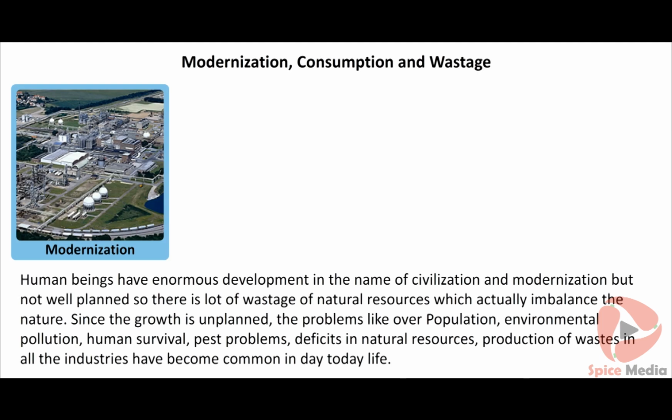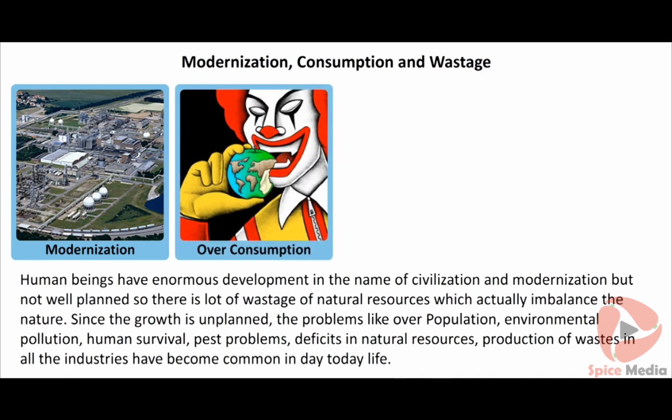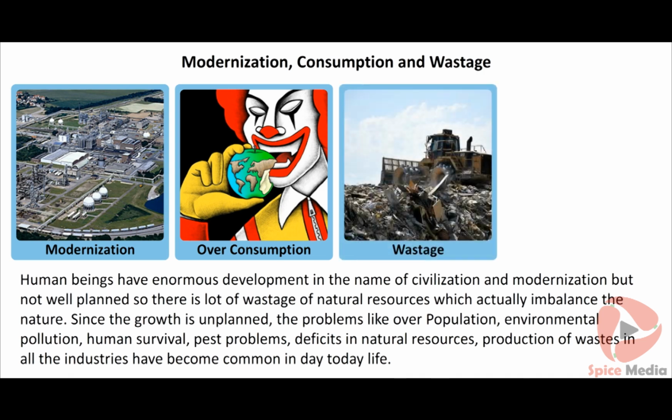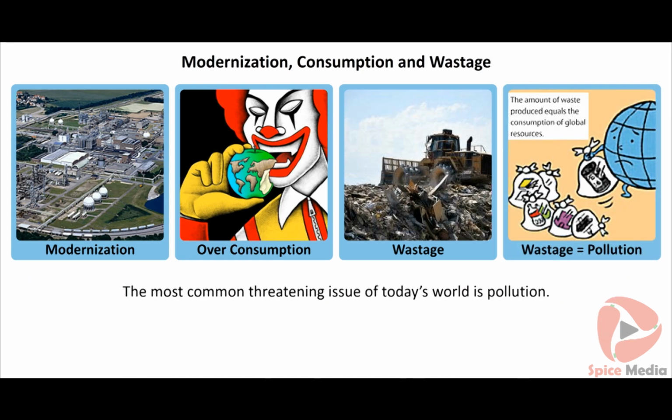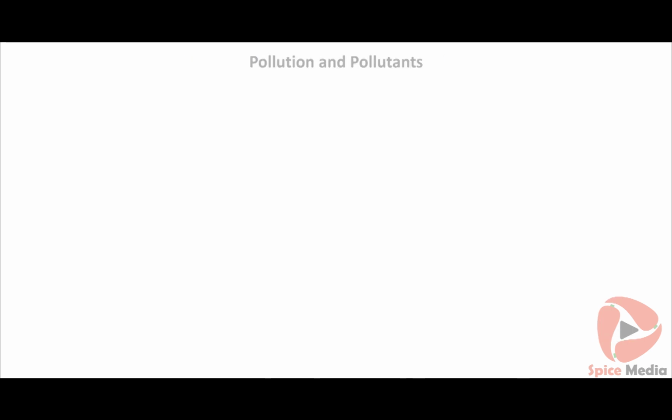Human beings have made enormous development in the name of civilization, but not well planned, so there is a hell of a lot of wastage of natural resources which actually imbalances nature. Since the growth is unplanned, problems like population, environmental pollution, human survival, pest problems, deficits in natural resources, and production of wastes in all the industries have become common in day-to-day life. The most common threatening issue of today's world is pollution.